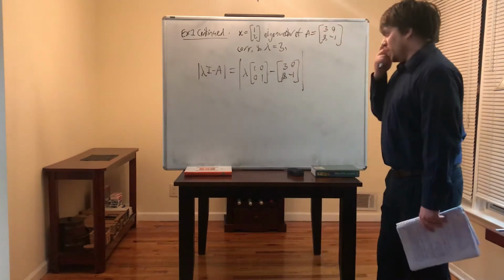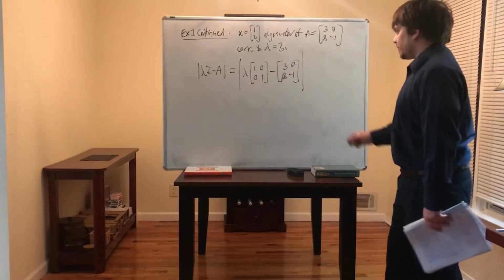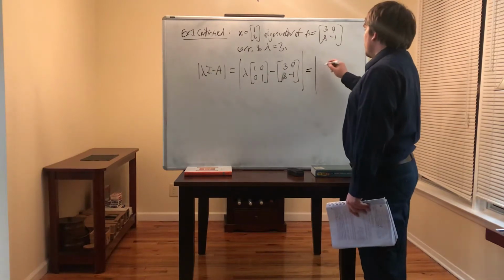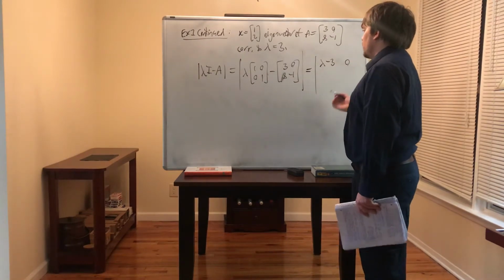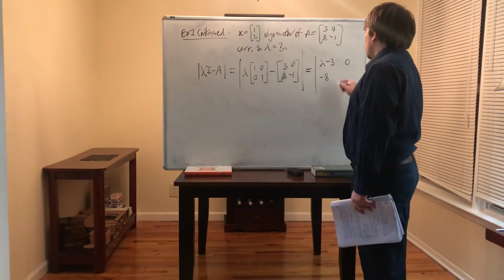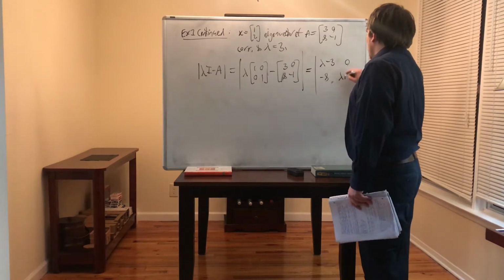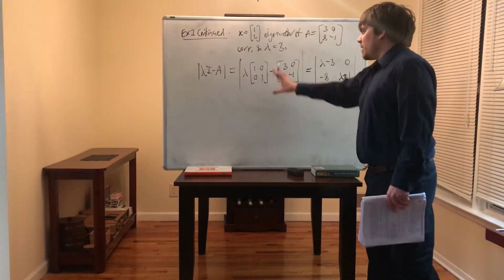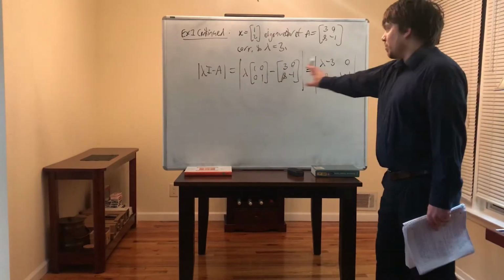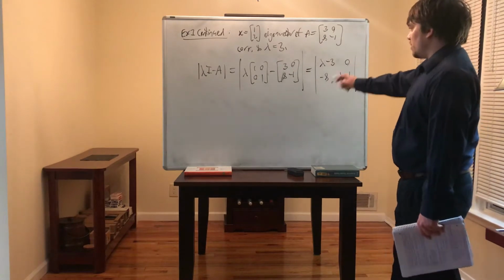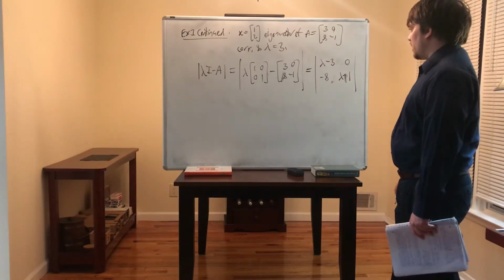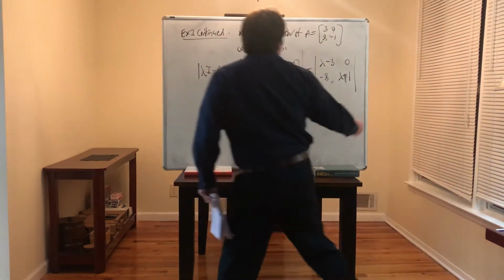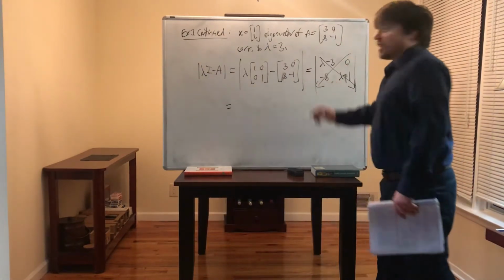Okay, so you take the determinant of lambda I minus A, and that's equal to, after you do this arithmetic, the determinant of the matrix lambda minus 3, 0, negative 8, lambda plus 1. When you do lambda times this minus that, you get the determinant of that matrix. And the determinant of that matrix is, you just take this times this, minus that times that.